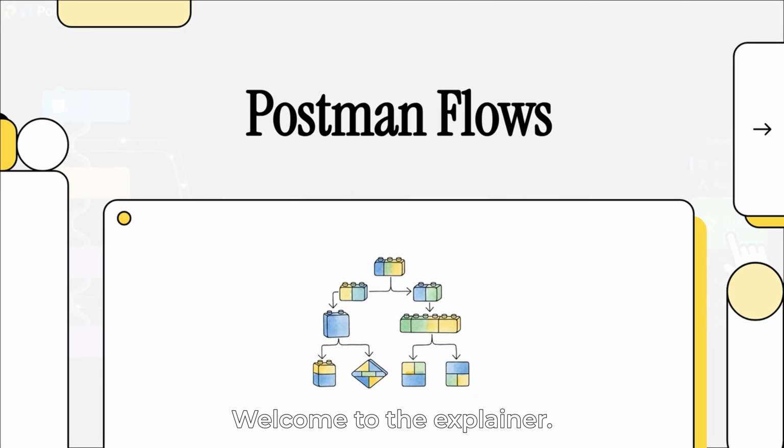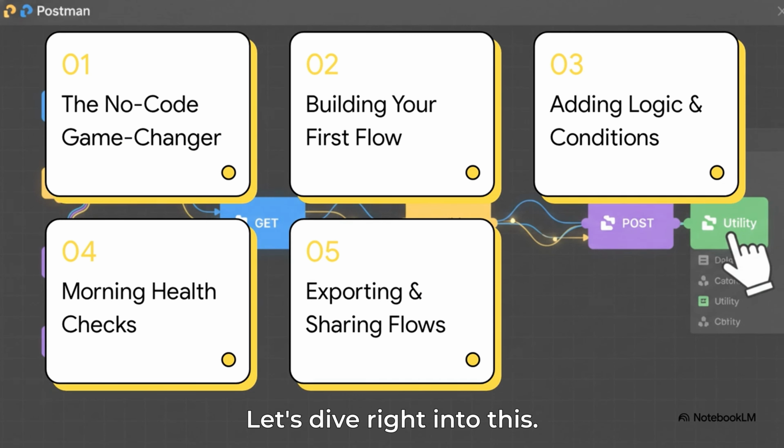Welcome to the Explainer. Okay, today we're looking at something that honestly feels like an absolute superpower for anyone who needs to automate API testing but really wants to skip the headache of writing complex scripts. If you've ever felt totally bogged down by manual testing, you are going to love this. We're exploring Postman Flows, a visual tool that completely redefines how non-developers, and honestly, seasoned engineers too, can visually orchestrate APIs. All right, let's dive right into this.